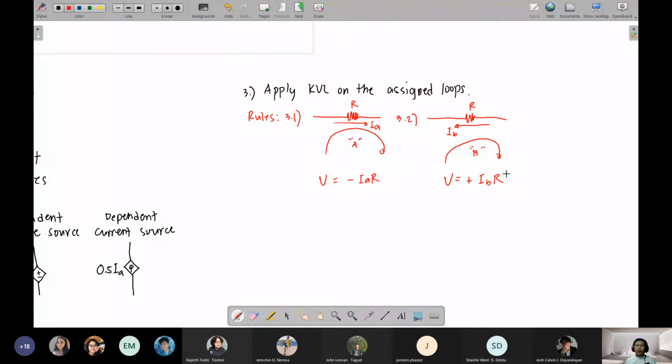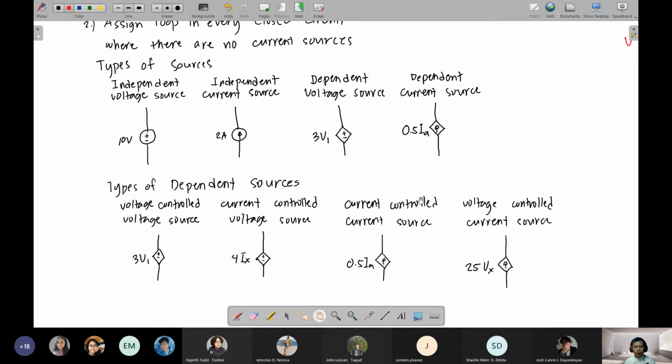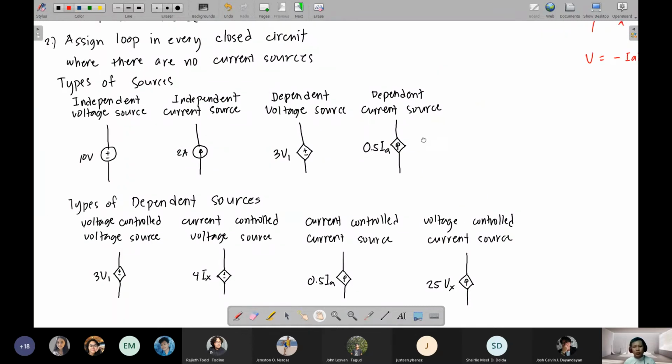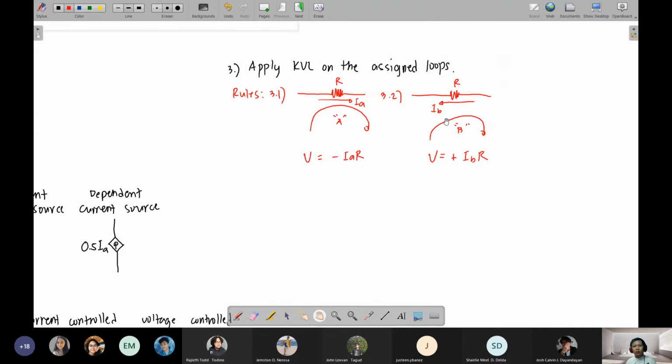Now, except for the resistor, we also have a voltage source. Your circuit also has voltage sources, so it's not just limited to the resistor. So there is also a rule for KVL on a voltage source. So rule 3.3. For example, this is my voltage source, let's say VA. And this will be my loop, let's say loop C.